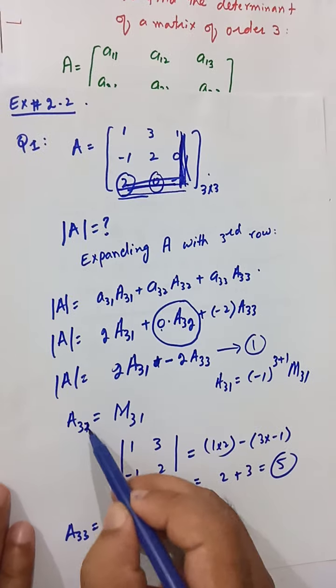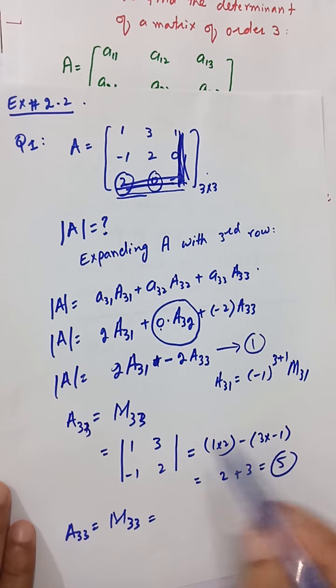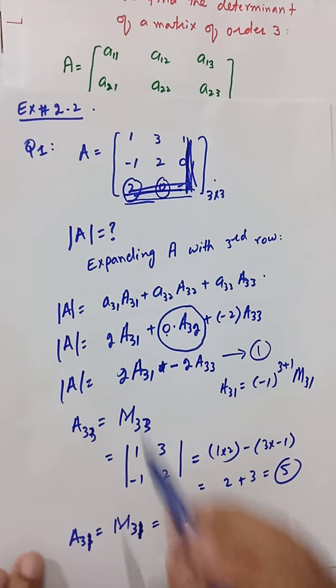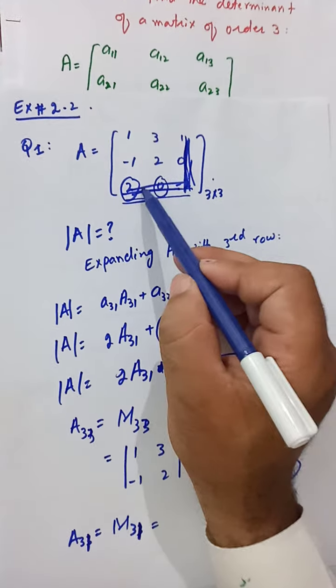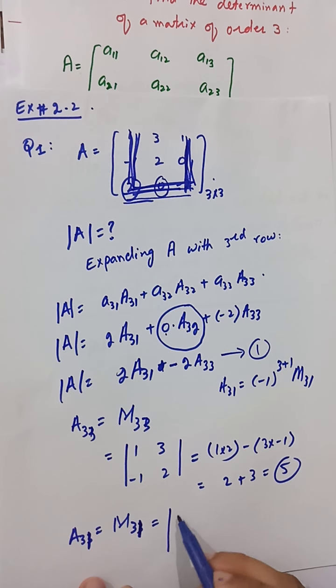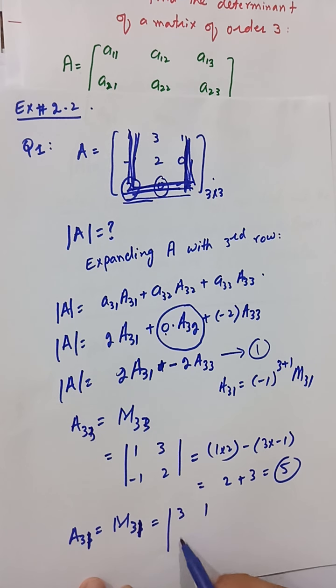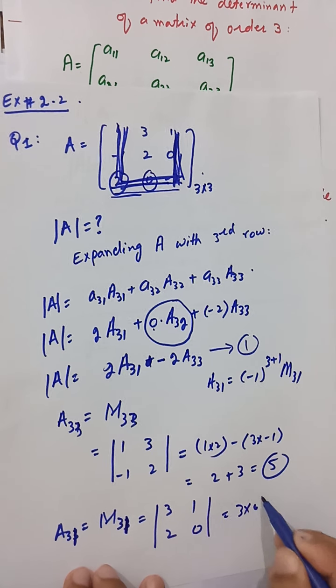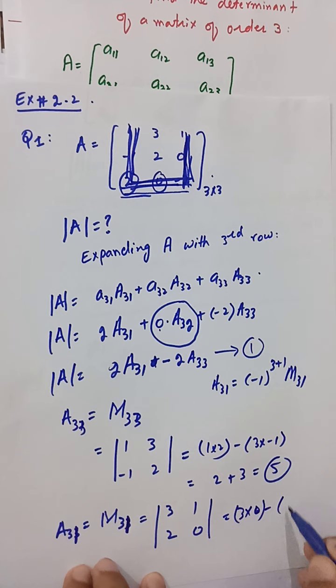So this is actually A33. I cancel it, so you will get this. And in case of A31, you will cancel out the third row and first column. So the rest of the matrix will be 3 1 2 0. So this is 3 multiplied by 0 minus 1 multiplied by 2. So this is equal to minus 2.